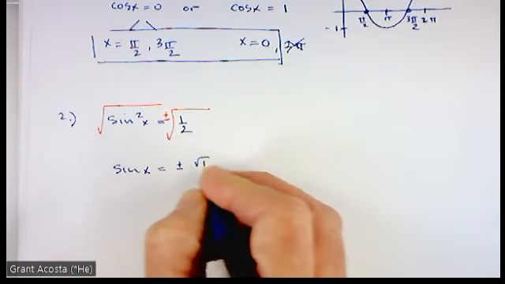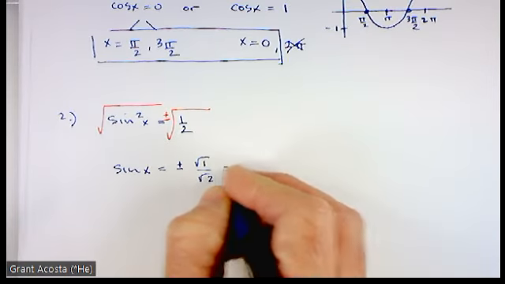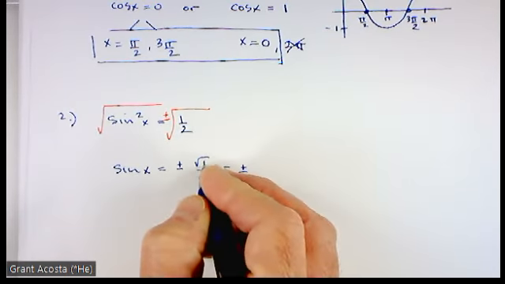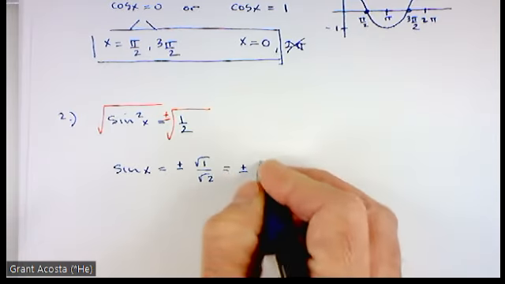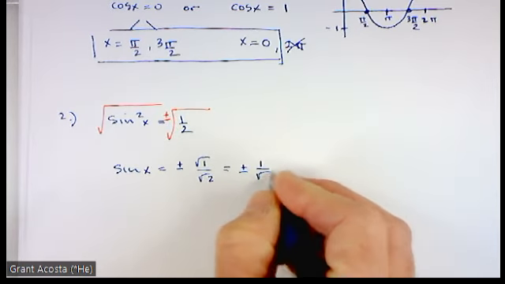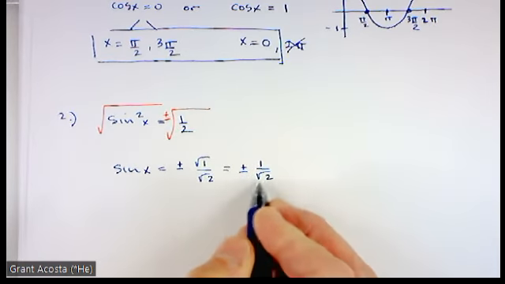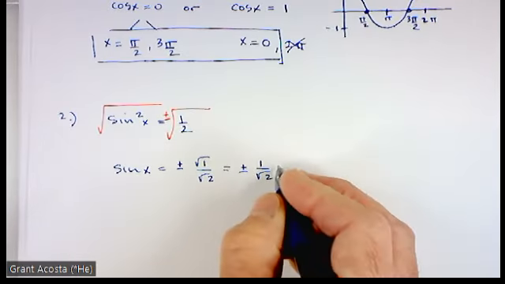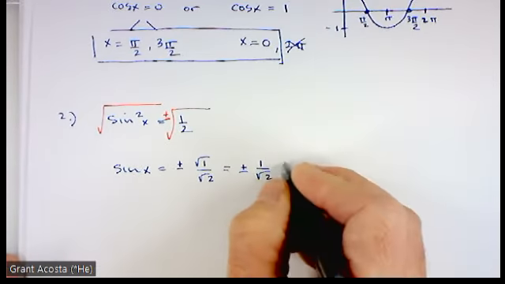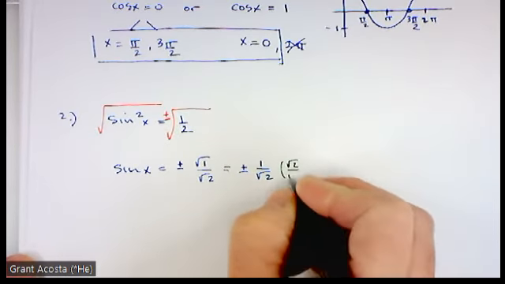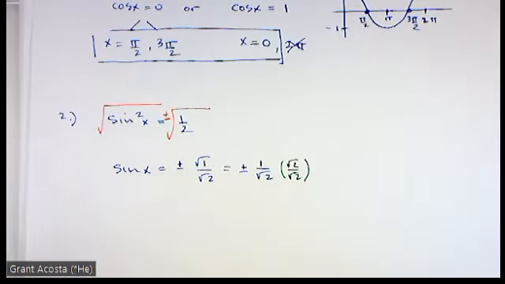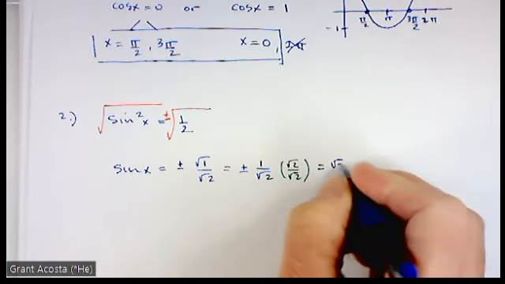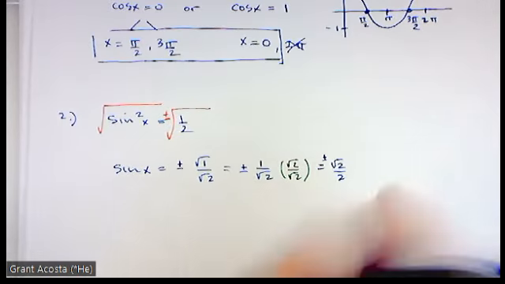So you could write that as root 1 over root 2. And of course, root 1 is just 1. So this is the same as plus or minus 1 over root 2, which, if you're using the triangles as I've taught, should be fine. If you're a unit circle person, remember that 1 over root 2, if you were to rationalize it by multiplying top and bottom by root 2, is the same as root 2 over 2, plus or minus.